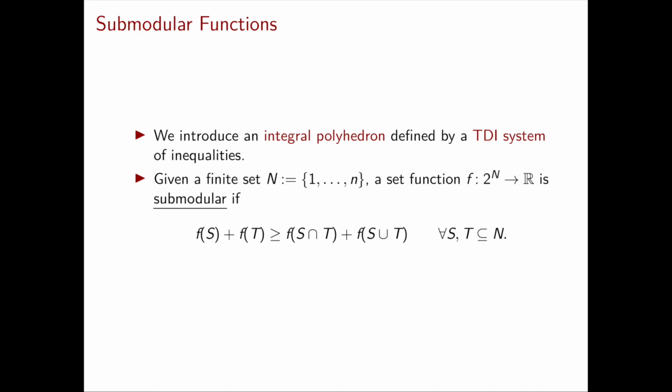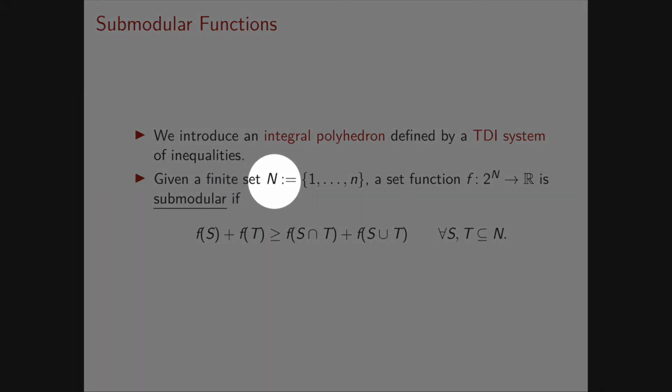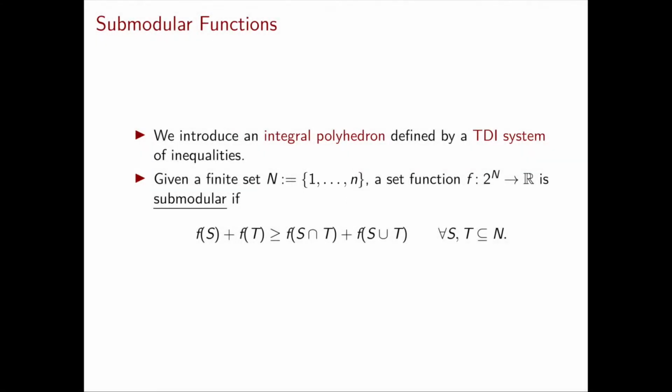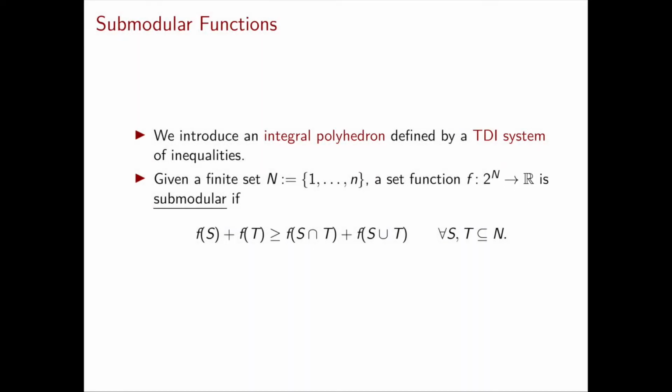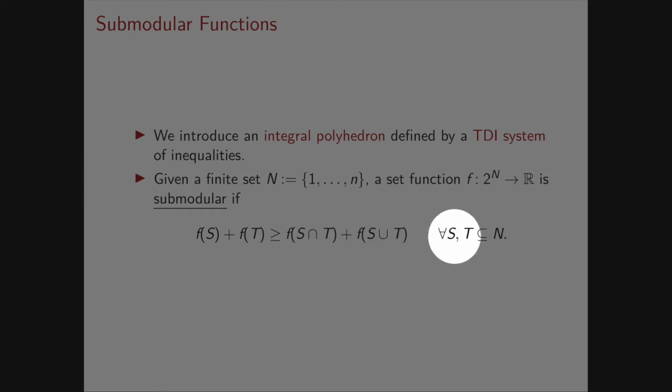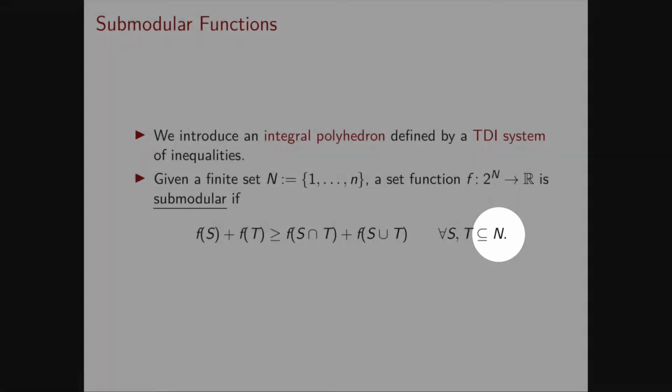Good, so then let's start with the definition of submodularity. It's a very simple definition. We have a ground set that we're always going to call capital N, and it's a set of indices from 1 to little n. And we have a set function, so it's just a function that takes any subset of capital N and associates to it a real number. And this function is called submodular if this inequality below holds for every two subsets of capital N.